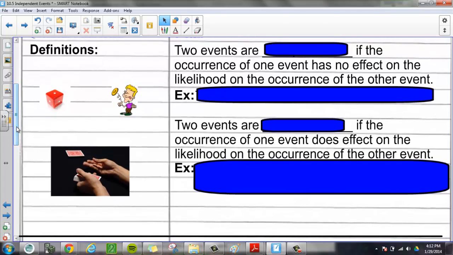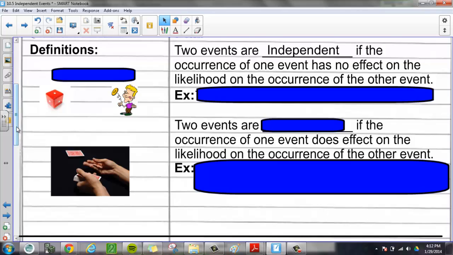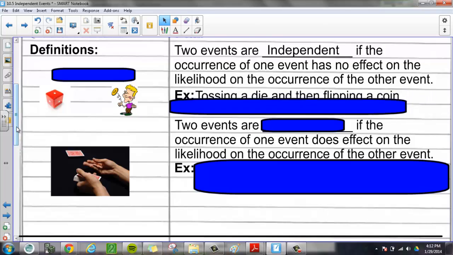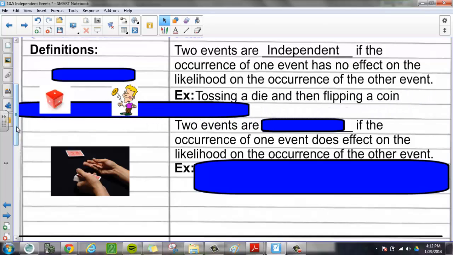The first definition: two events are independent if the occurrence of one event has no effect on the likelihood or the occurrence of the other event. An example of that would be tossing a die and then flipping a coin. If you toss a die in the air, will that affect flipping a coin? No, it wouldn't. Tossing a die and flipping a coin are both independent things. One does not affect the outcome of the other.